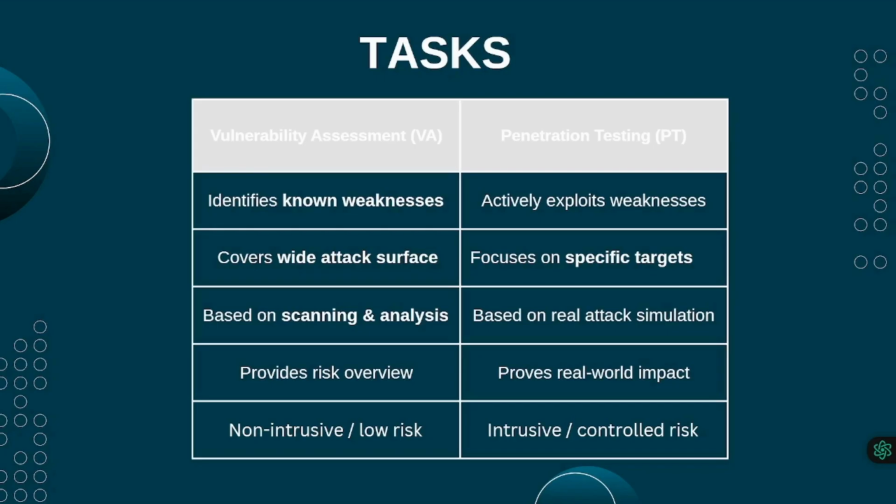A report saying you have a vulnerability is not enough. Pen testing answers: can this actually destroy your system? VA tells you where you are weak. Pen testing shows how you get hacked. That is the difference between VA and PT.